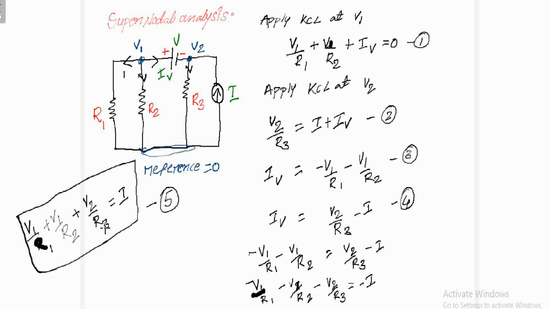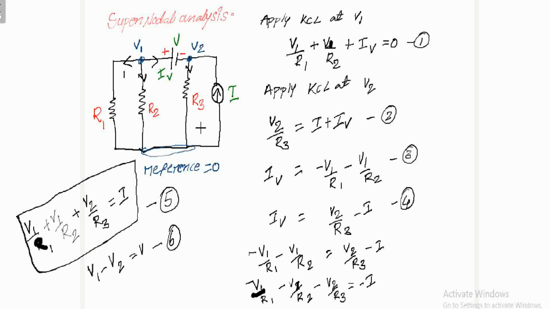Here you will get one more equation, that is for IV. IV is a current which is flowing between V1 and V2, and in this we are having a voltage V, that is V1 minus V2 is equal to V. This is your equation number 6. By solving equation number 5 and 6, you will get V1 and V2 values, that is your node voltages. By using these nodal voltages, it is possible to get the current flowing through R1, R2 and R3.